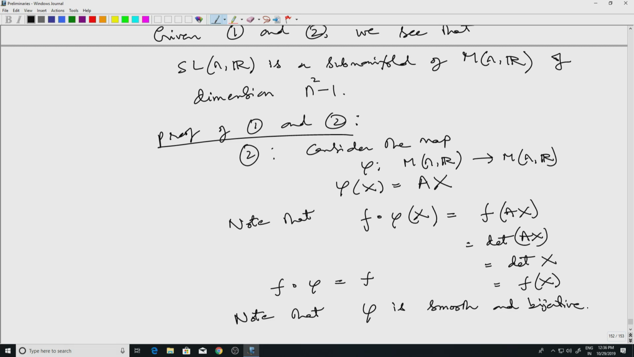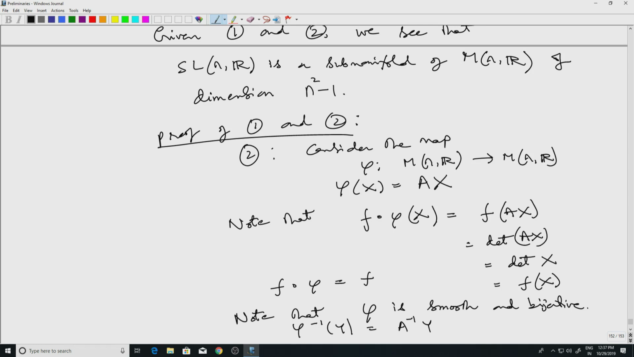So if I look at the n squared entries, the component functions of phi, they are just linear combinations of entries of x. So phi is trivially smooth, and it's bijective because I can explicitly write down the inverse. In fact, the inverse is phi inverse of y is just A inverse y, the inverse of the matrix multiplied by y.